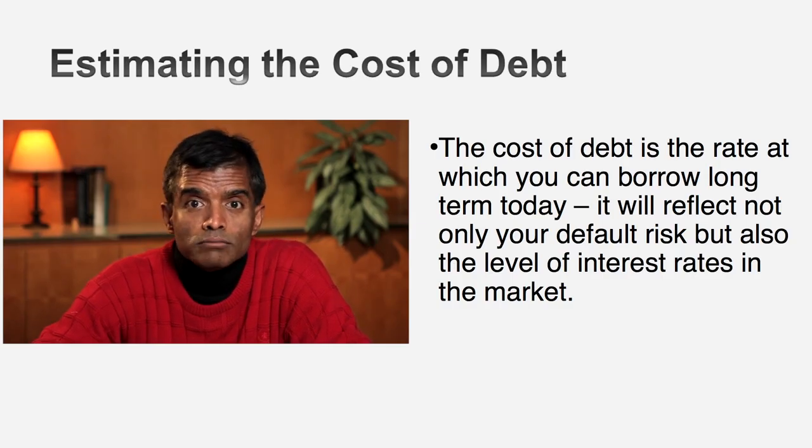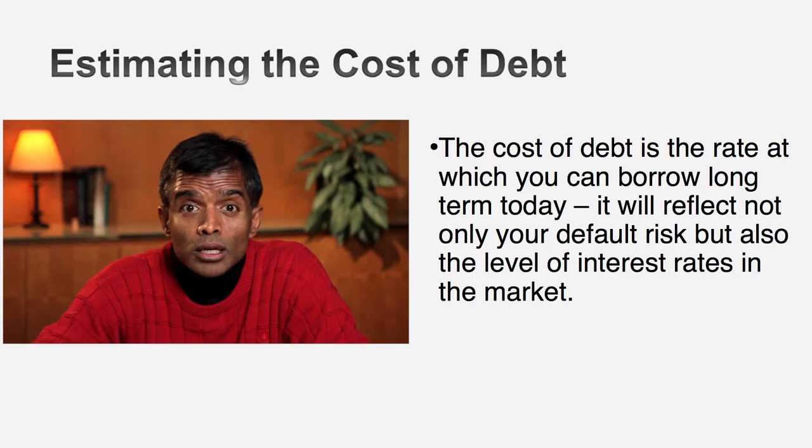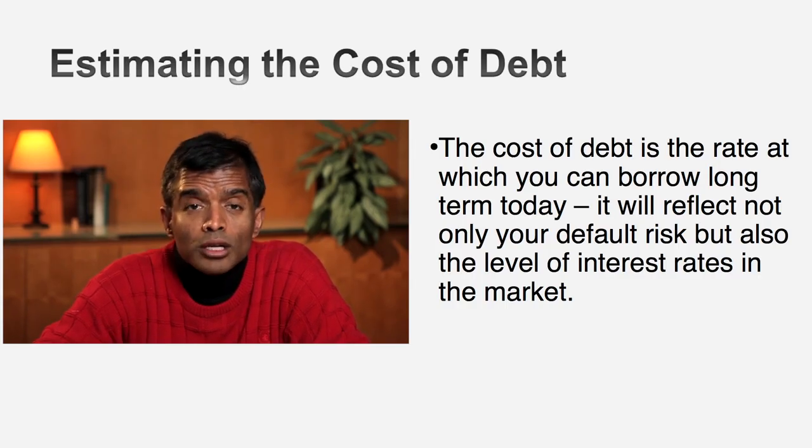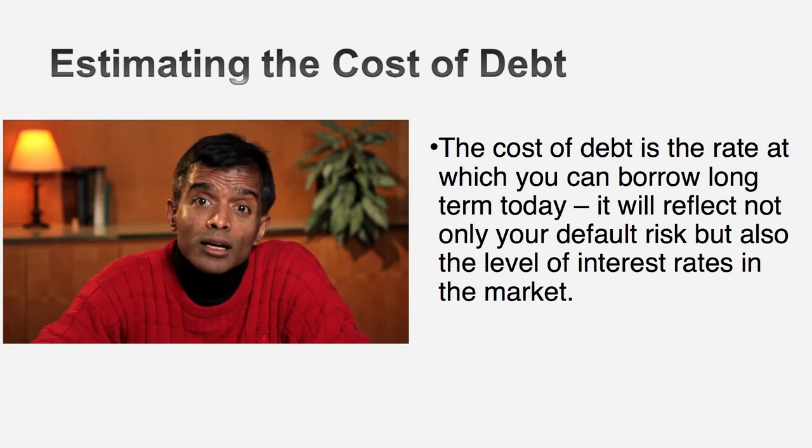Two key words there, long-term. In other words, I don't care if your debt is 3-month debt, 6-month debt, 1-year debt, 2-year debt. I'm going to consolidate all this debt and act like it's long-term debt. And here's why I'm going to do that. In most markets, the term structure is upward sloping.